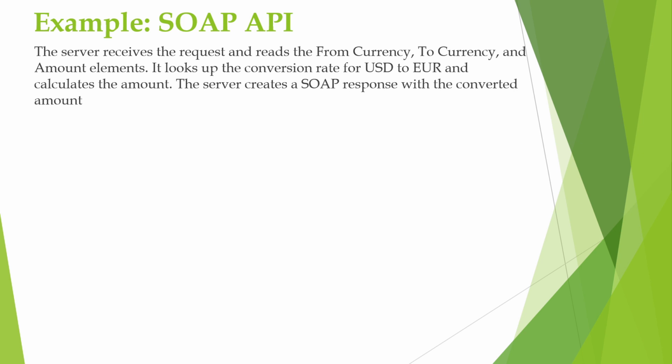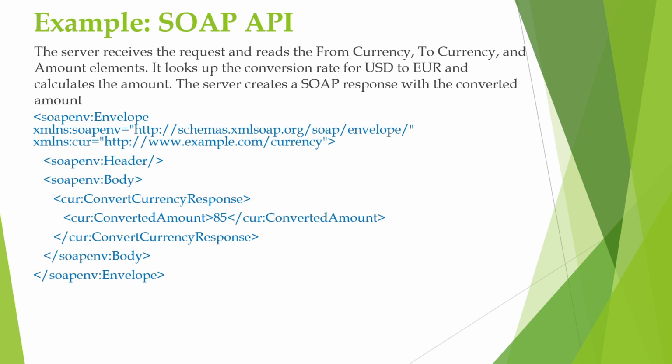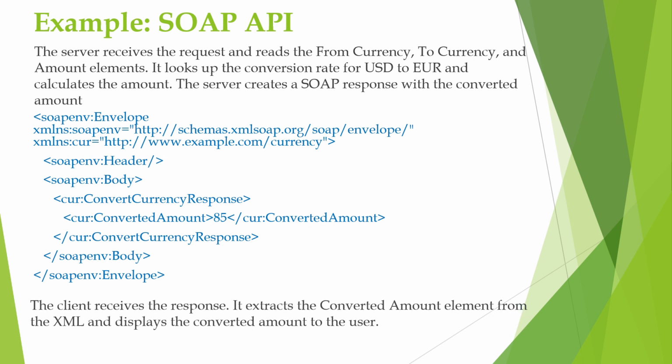After converting the amount, the server creates the SOAP response with the converted amount. Once the amount has been converted, the response is again converted to the XML format. Now you can see the response in the XML file, it would look like this. Now the client will receive the response. Here the client extracts the converted amount element from the XML which contains the value, and it displays the converted amount to the user.